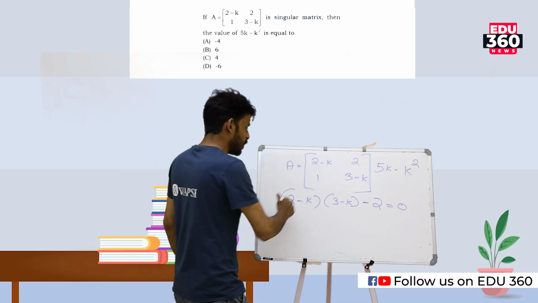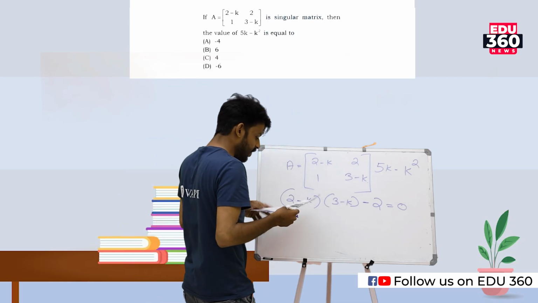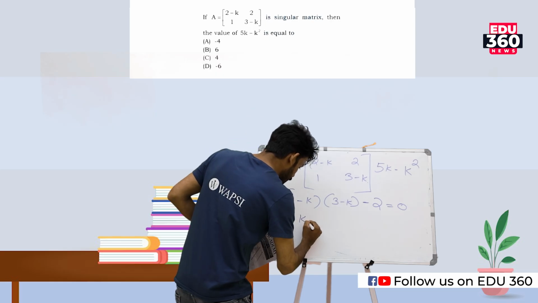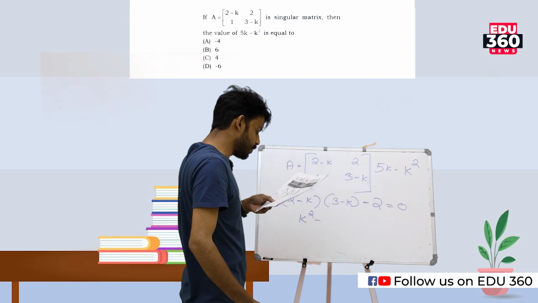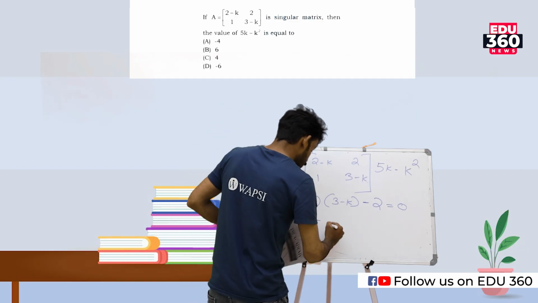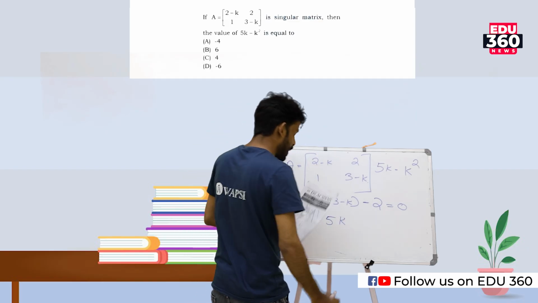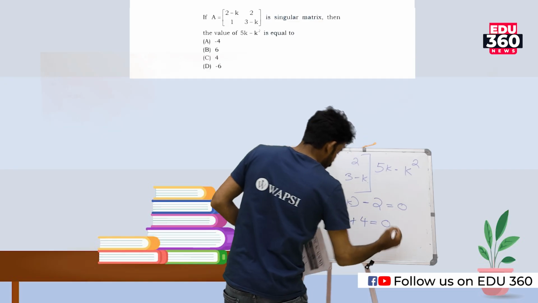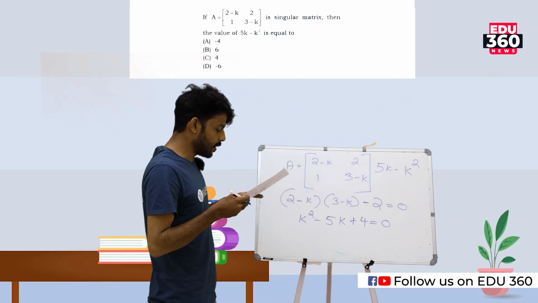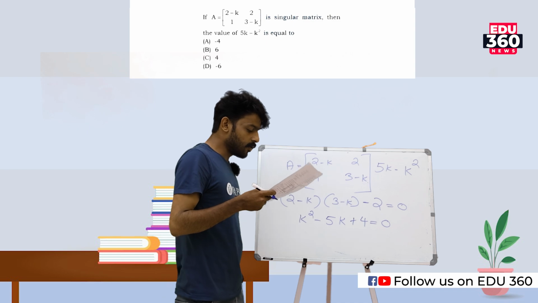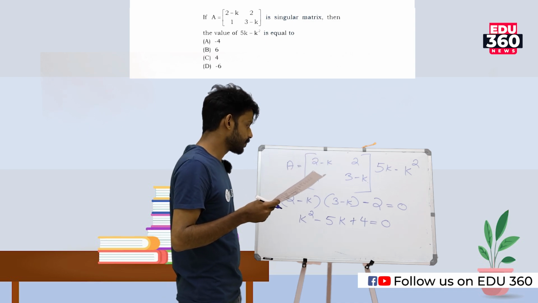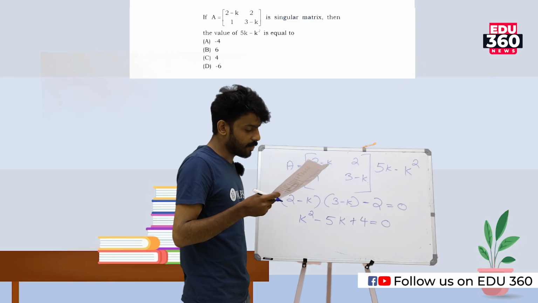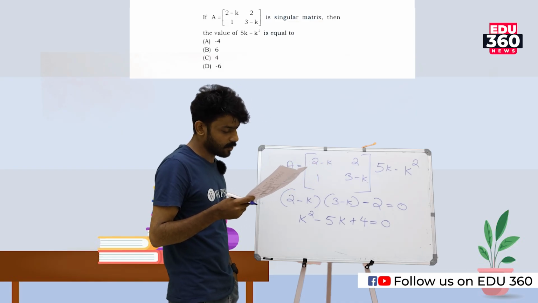So here, just multiply. On multiplying, we can write k square minus 5k plus 4 is equal to 0. Okay, so from this, k square minus 5k plus 4 is equal to 0.